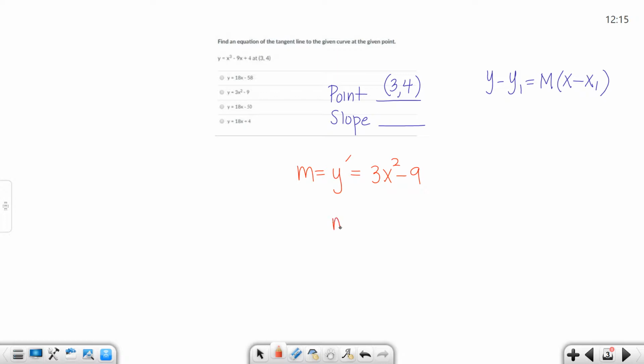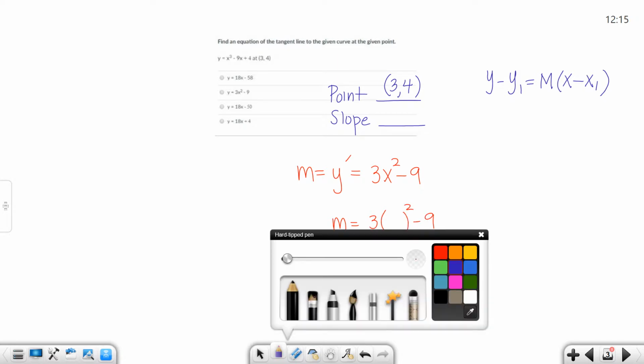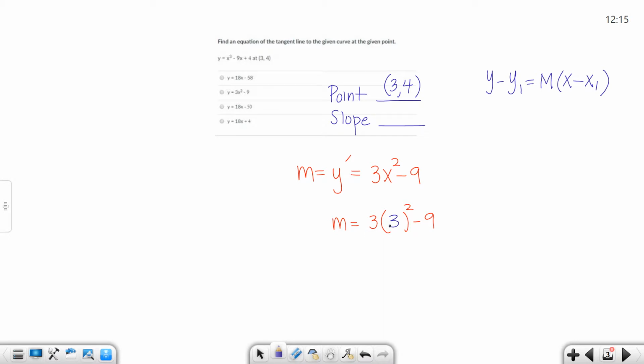So in order to find the slope, all I have to do is plug in the x value. The x value is 3. So it's going to be 3x squared minus 9. The x value is 3. So if we solve this out, we get 3 times 9 minus 9. So we get 27 minus 9, which is 18. And that is my slope.